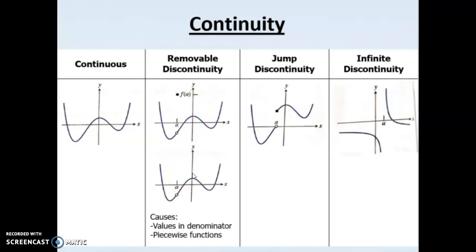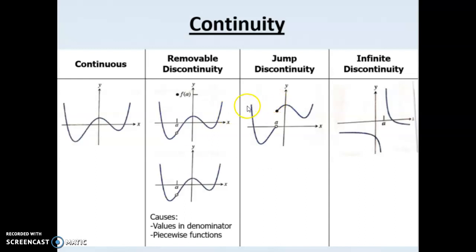Those happen if you have a certain value in your denominator that does not work, like one of the previous examples where it was everything but -5. Well, at -5 you might have a hole. We'll talk about that later. Or piecewise functions. The next is jump discontinuity.